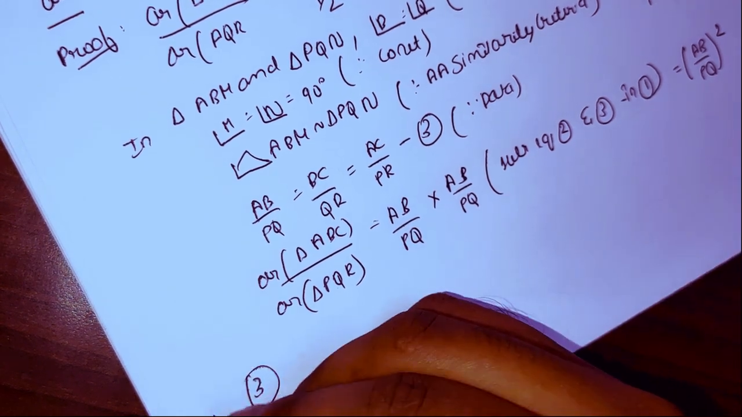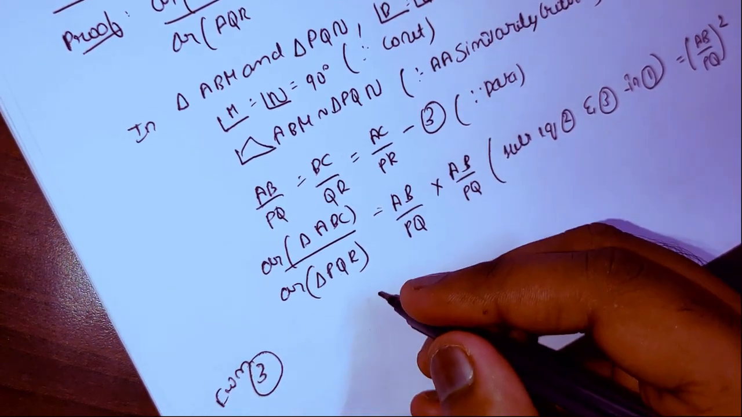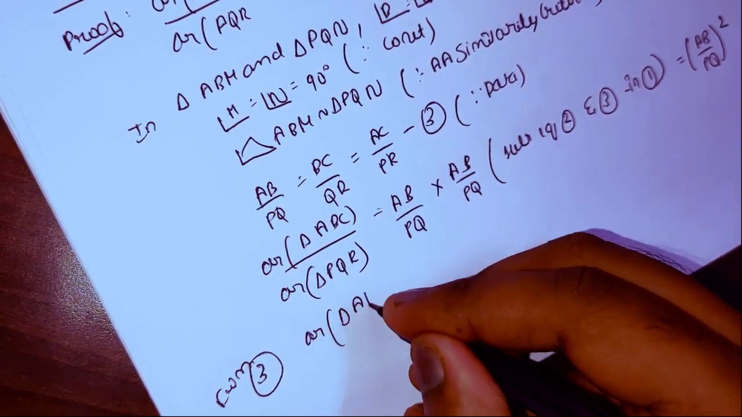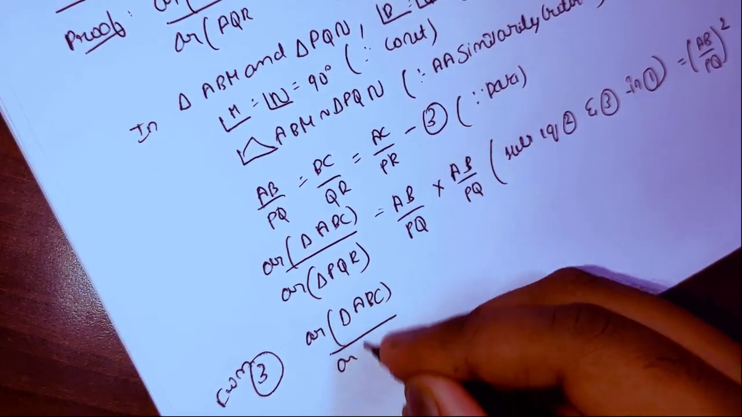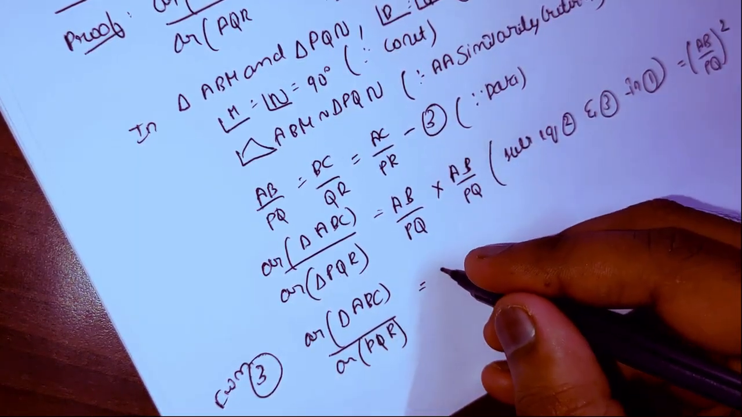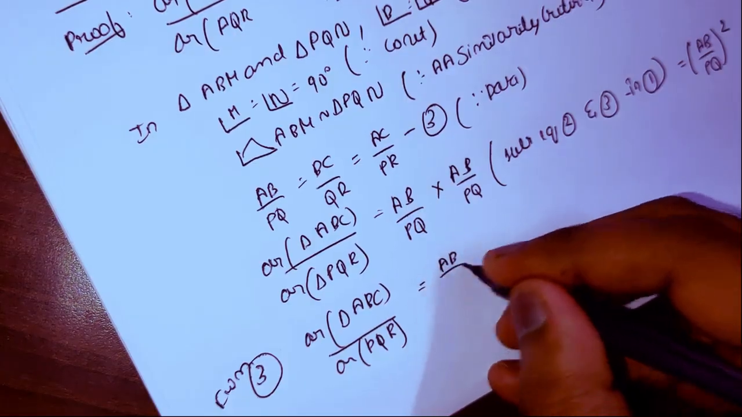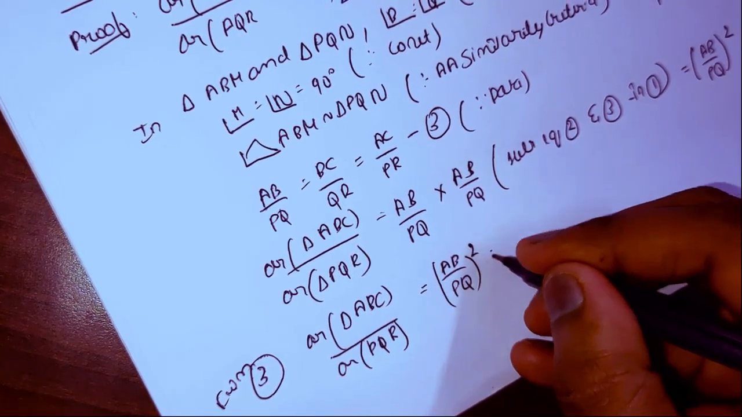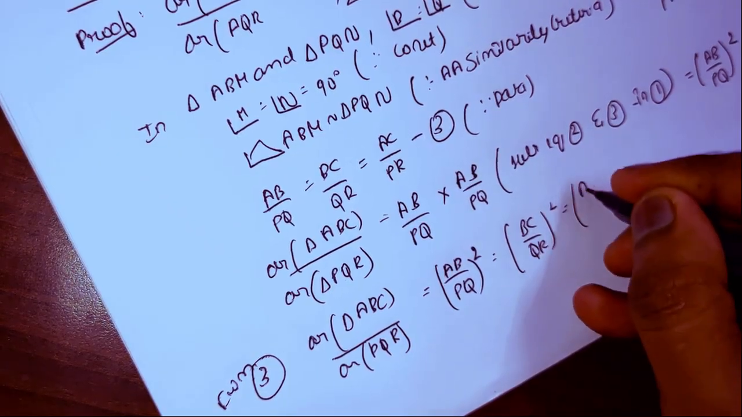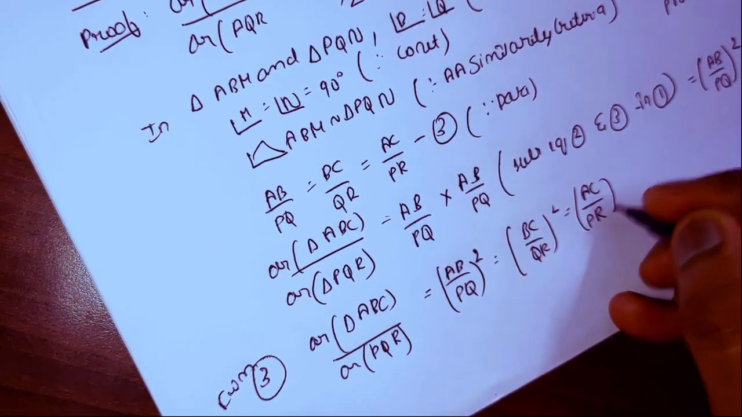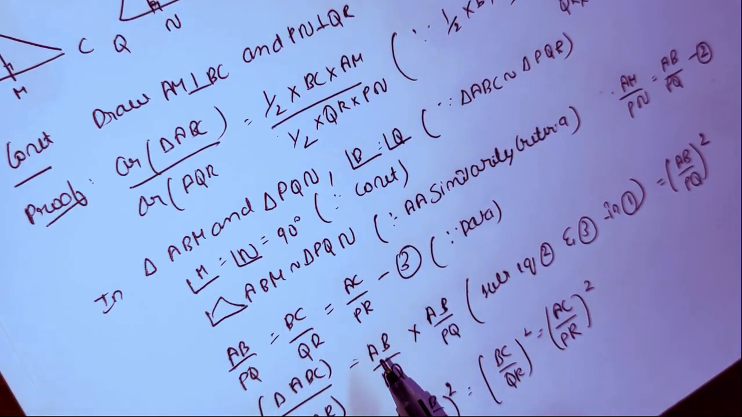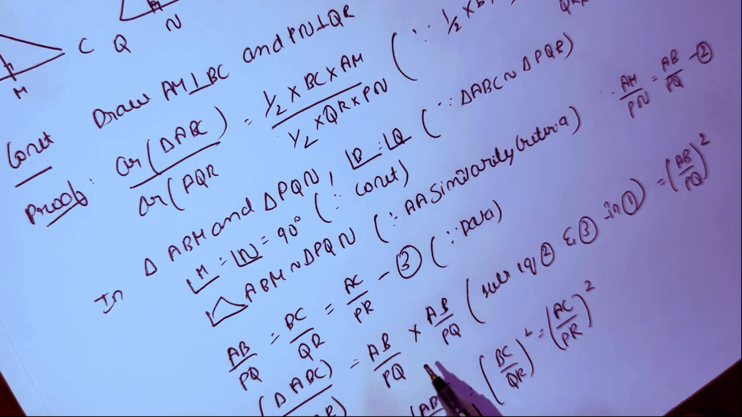Now from 3 we can write area of triangle ABC by area of triangle PQR is equal to AB by PQ whole square is equal to BC by QR whole square is equal to AC by PR whole square. This is by the third equation. Now we'll move into the 42nd question.